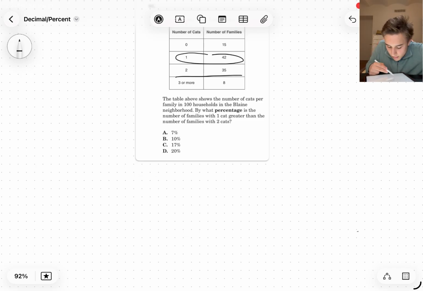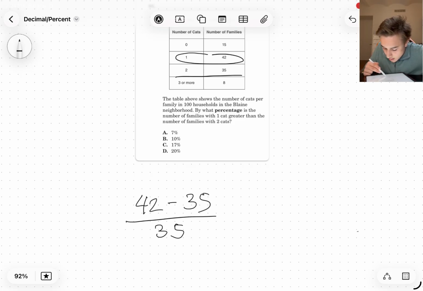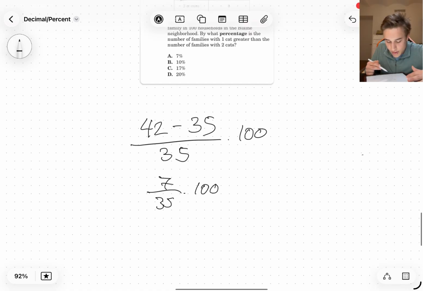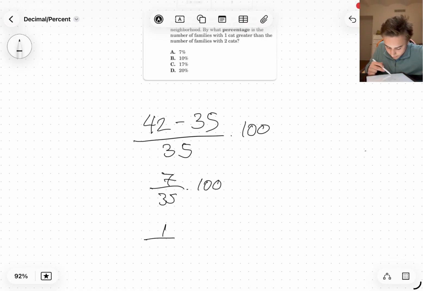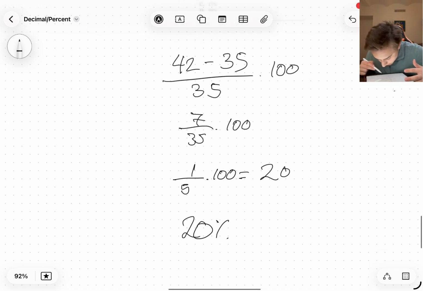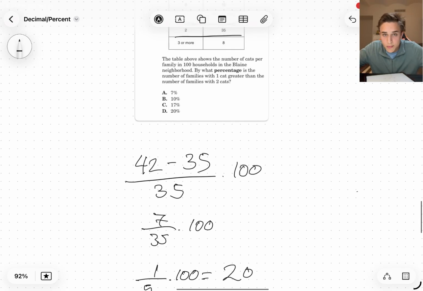So if we plug in our formula, you get 42 minus 35 divided by 35 times 100, which is 7 over 35 times 100, which is 1/5 times 100, which equals 20. So that's going to be a 20% increase by our formula. So the answer would be 20%, which here is answer choice D.